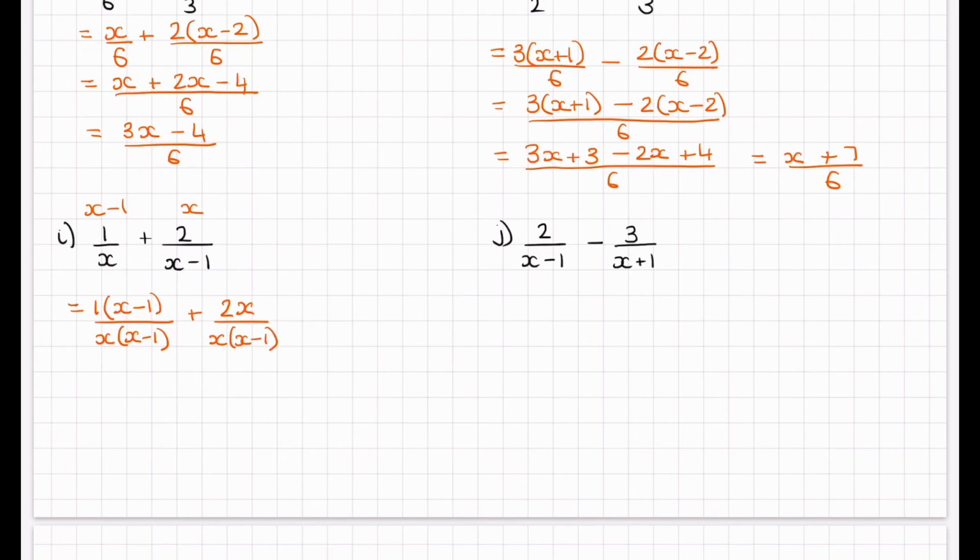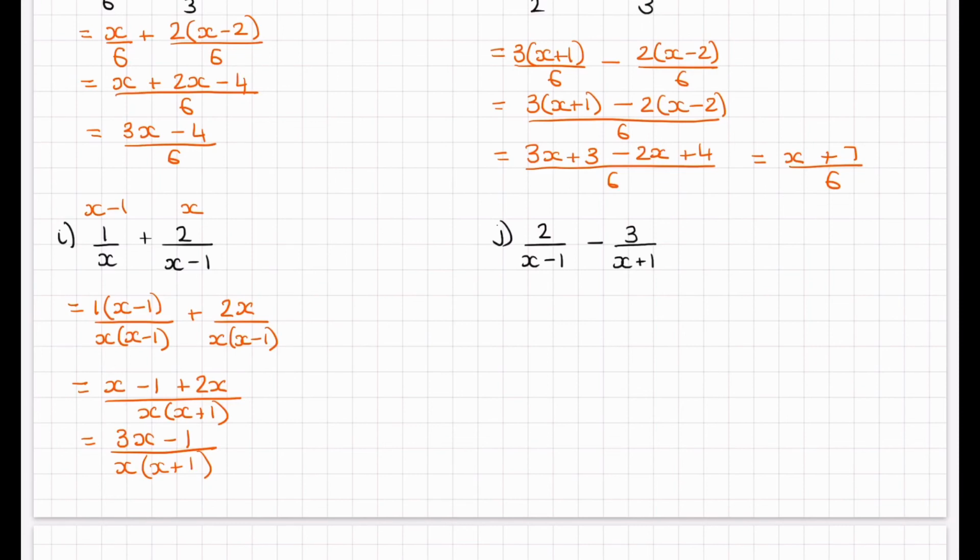See, now our denominators are the same, which means we can add our numerators. So we're going to have x minus 1 plus 2x all over x times x minus 1. And then simplify. So x plus 2x will be 3x minus 1 all over x and x minus 1. And that's our final answer. We don't need to do any more expansions or anything like that.